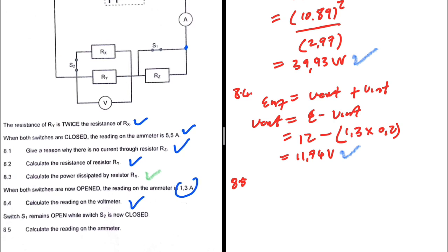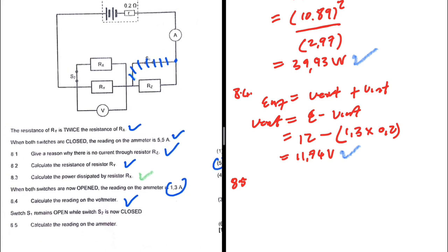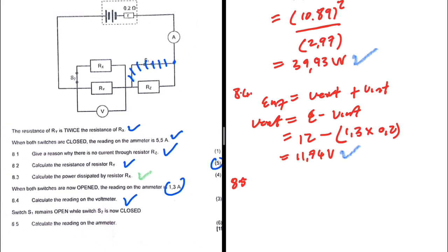S1 is now open. When S1 is open, there is no current that flows in this direction. So Rx is not receiving current. It's now Rz that is receiving current. It's now taking part. Switch S1 remains open, so yes, it is passing through Rz. And then switch S2 is now closed. Calculate the reading on the ammeter. Okay, this is 6 marks. So we want the current.